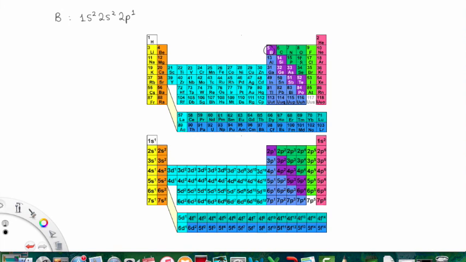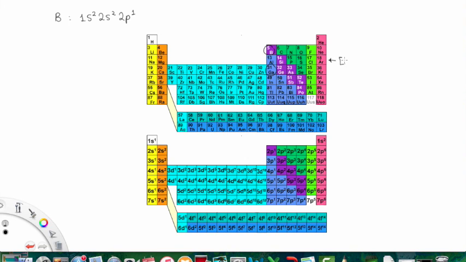Now when we go to elements that are further down the periodic table, it would take forever to write out everything. For example, if it was gallium right here, number 31, you don't want to write 1s2, 2s2, 2p6, 3s2, etc., etc. What you can do is abbreviate it by using the noble gas that is the closest to it, that's before it. In the case of gallium, the closest noble gas that is before it is argon. So how would we write gallium?